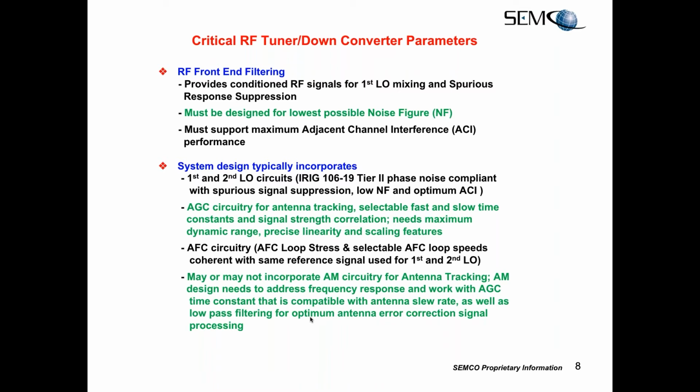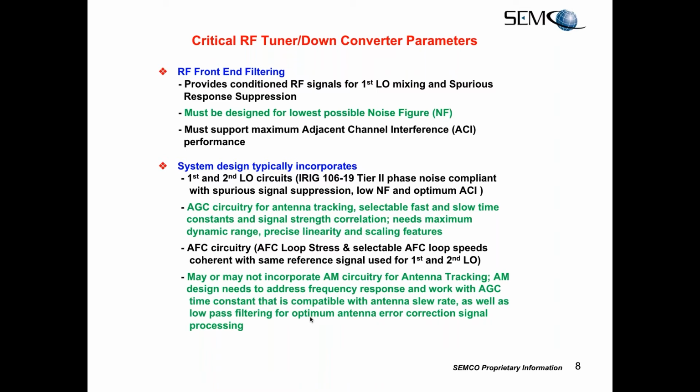I mentioned a little bit before the AGC circuitry, loop stress and selectable loop speeds, and you want to make sure that in the receiver's design that AGC circuitry is coherent with the same reference signal that's used for the first and second local oscillator. Most all receivers in the industry will have an internal reference oscillator, usually an oven-controlled, very, very precise oscillator. Some are at 5 megahertz, some are at 10 megahertz. But you want to have your AGC circuitry coherent with that reference, which then gives you the best AGC performance that you can expect.